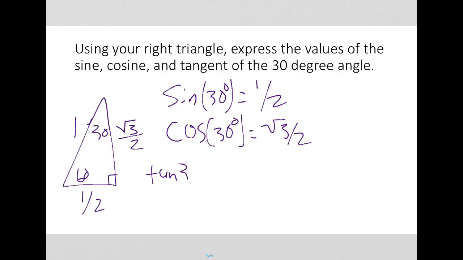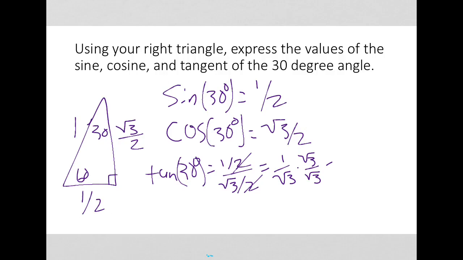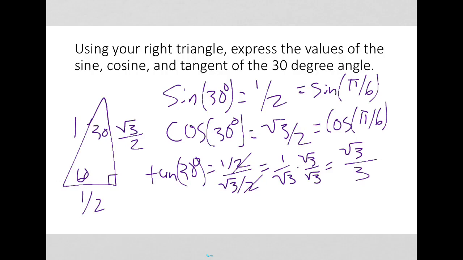Tangent is a little more involved. Tangent of 30 degrees: tangent is opposite, which is 1/2, over adjacent, which is root 3 over 2. Those 2's cancel. We get 1 over root 3. Rationalize that by multiplying by root 3 over root 3. We get root 3 over positive 3 for the tangent of theta. But again, in radians, sine of 30 is the same as sine of pi over 6, and cosine of 30 is cosine of pi over 6. And tangent of 30 is the same as tangent of pi over 6.